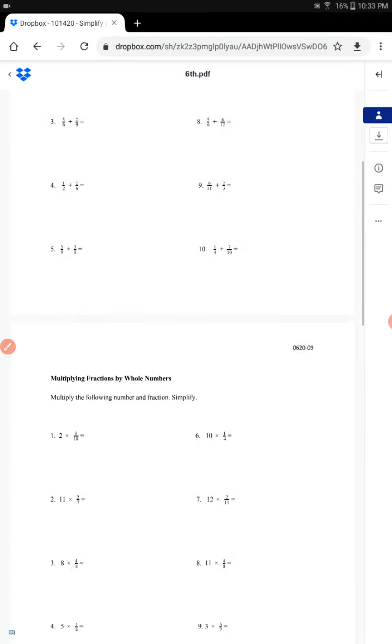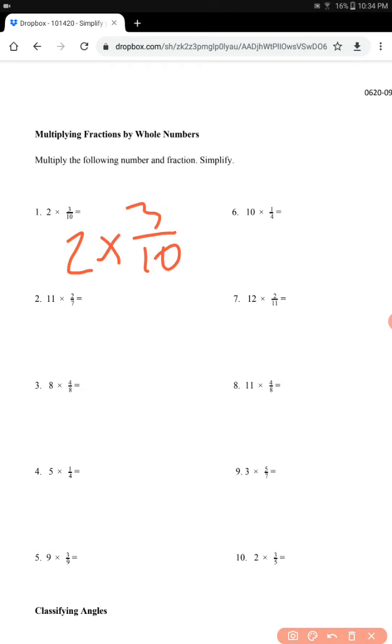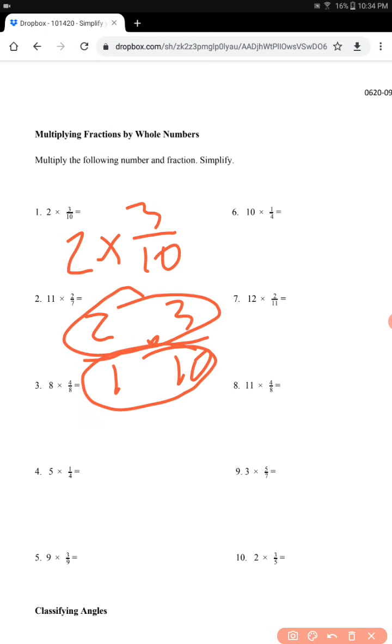Alright, moving on to the next page. Multiplying fractions by whole numbers. So 2 times 3 over 10. So we can just look at this like 2 over 1 times 3 over 10, since 2 and 2 over 1 are the same thing. And then we can just multiply these like any other problem. Just go across like that. That equals 6 over 10.